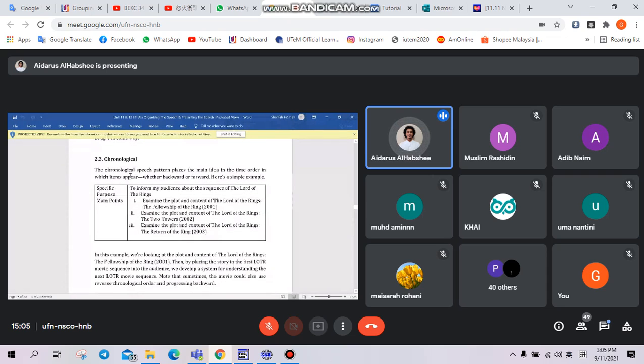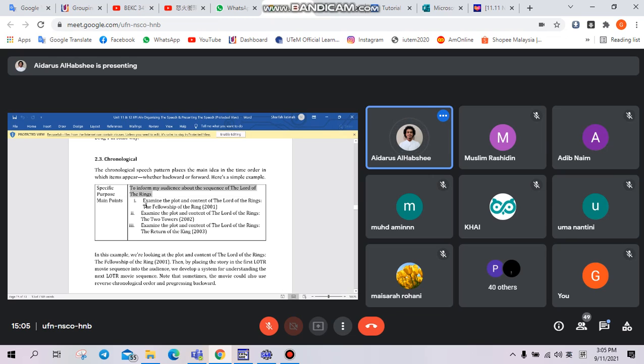And then chronological. Okay, so chronological will follow the pattern 1 by 1, 2, 3, 4, 5. Yeah, so the chronological speech pattern places the main ideas in the time order in which items appear. Okay, so whether backward or forward. So let's say the example is to inform the audience about the sequence of the Lord of the Rings. So most of you already know about the movie Lord of the Rings, right? So there are 3. Okay, so the Fellowship of the Ring, the Two Towers, and also the Return of the King.